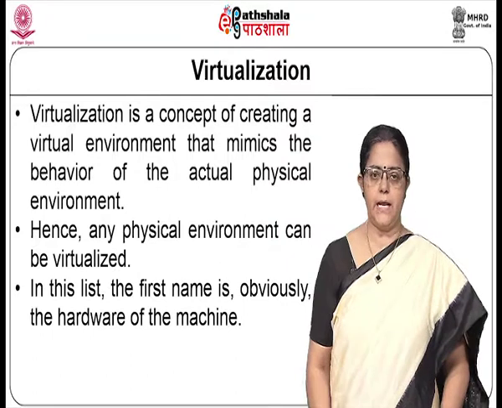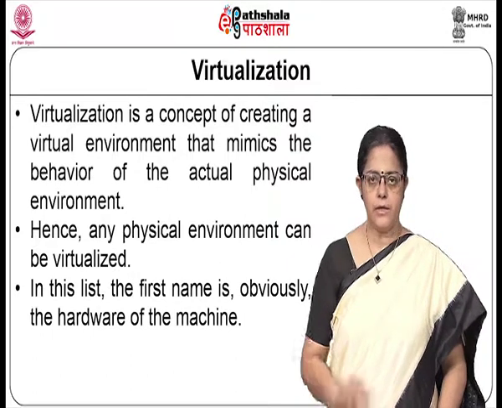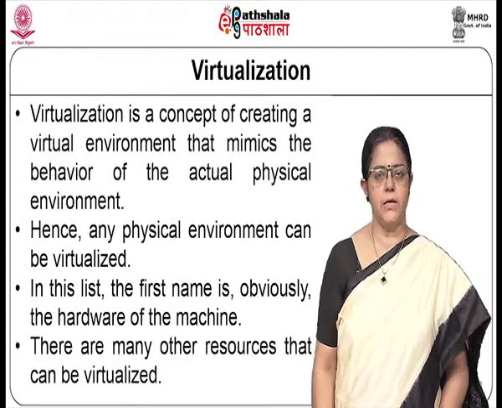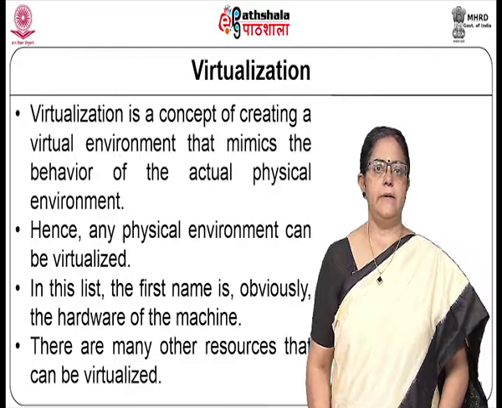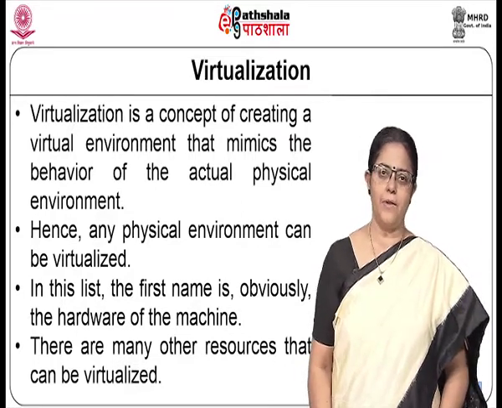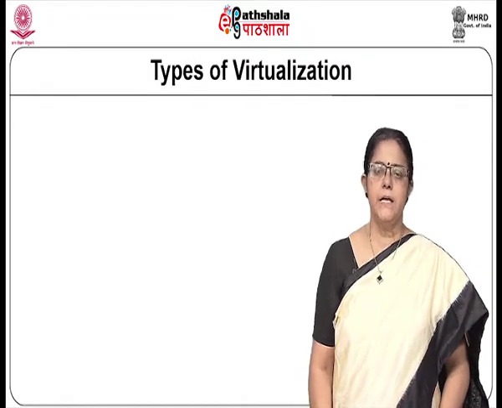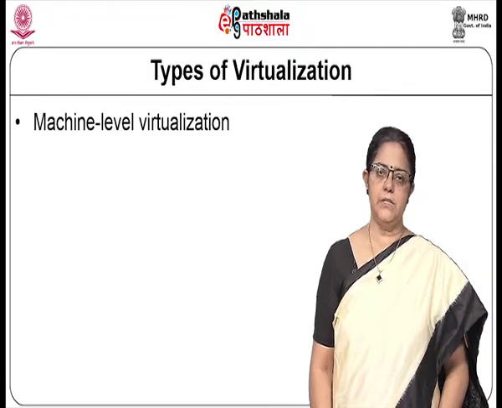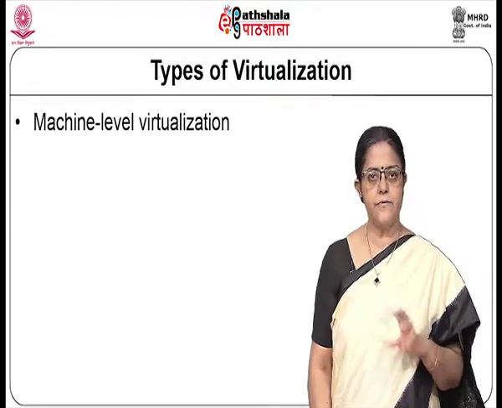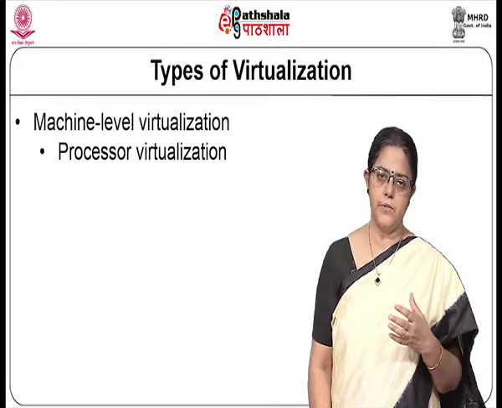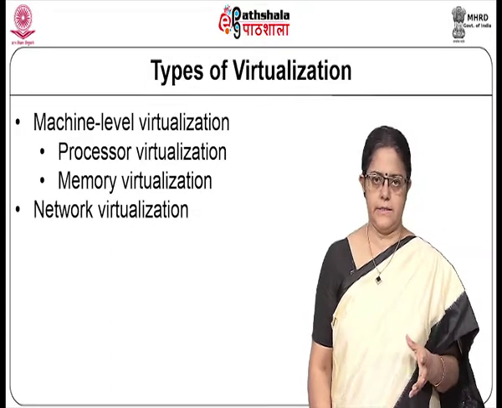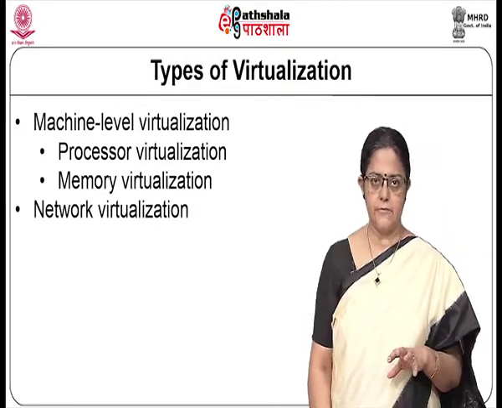In this list, we can first talk about the host machine, the hardware of the machine where the virtualization happens. Besides that, everything in fact can be virtualized, and in this module we will look at what the other possibilities are. So, let us look at the types of virtualization. The first one, as we said, is machine level virtualization, which is the physical machine where the computer is running, that is processor, memory and all other objects that are there in the physical machine.